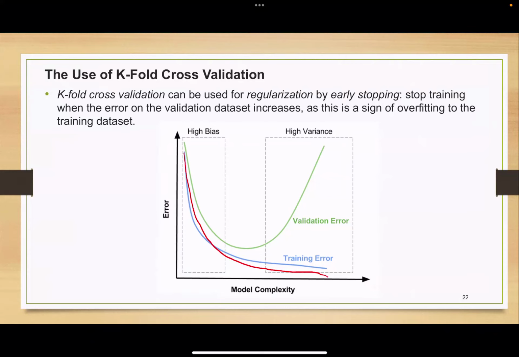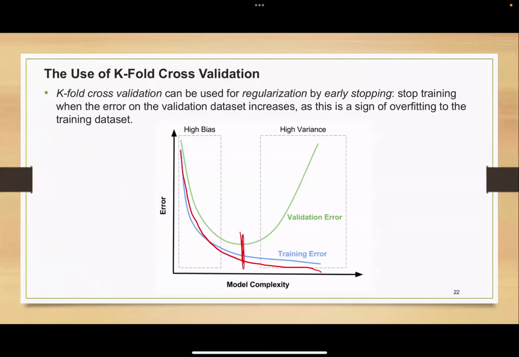However, the validation error will be like this. It will be like the green line here, okay? So the model will be overfitting when you train the model for too many iterations, or if the model is too complex. So we need to find the balanced point here, that has both low bias and low variance.